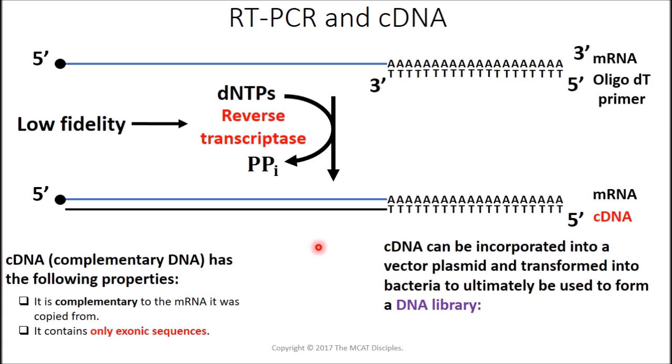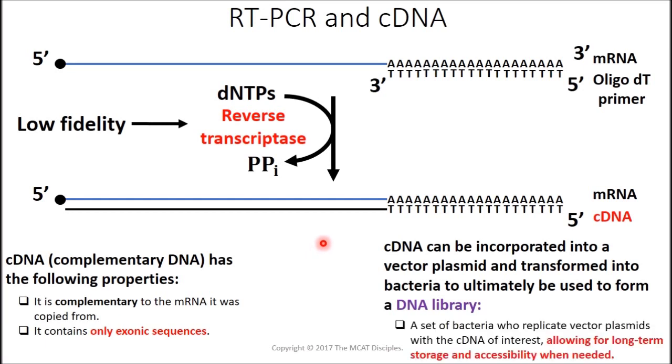cDNA can be incorporated into a vector plasmid and transformed into bacteria to ultimately be used to form a DNA library. A DNA library is the set of bacteria who replicate vector plasmids with the cDNA of interest, allowing for long-term storage and accessibility when needed. However, we're not done yet. So that was RT-PCR, and I haven't talked about PCR yet. I'm going to talk about PCR next slide.